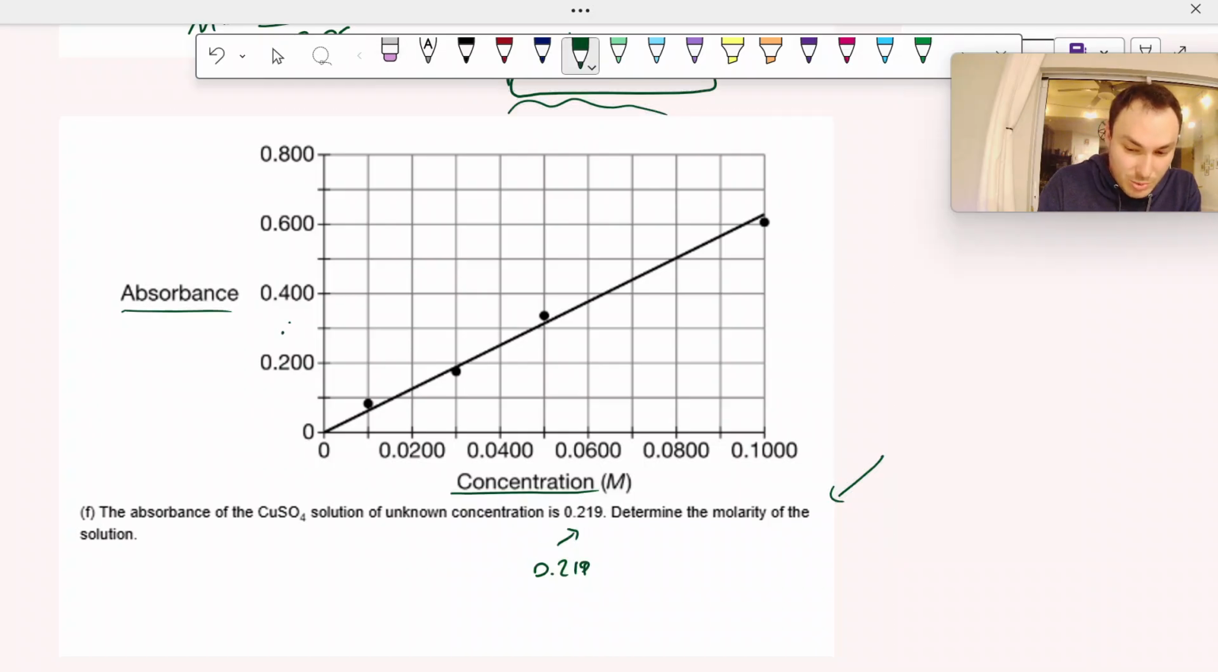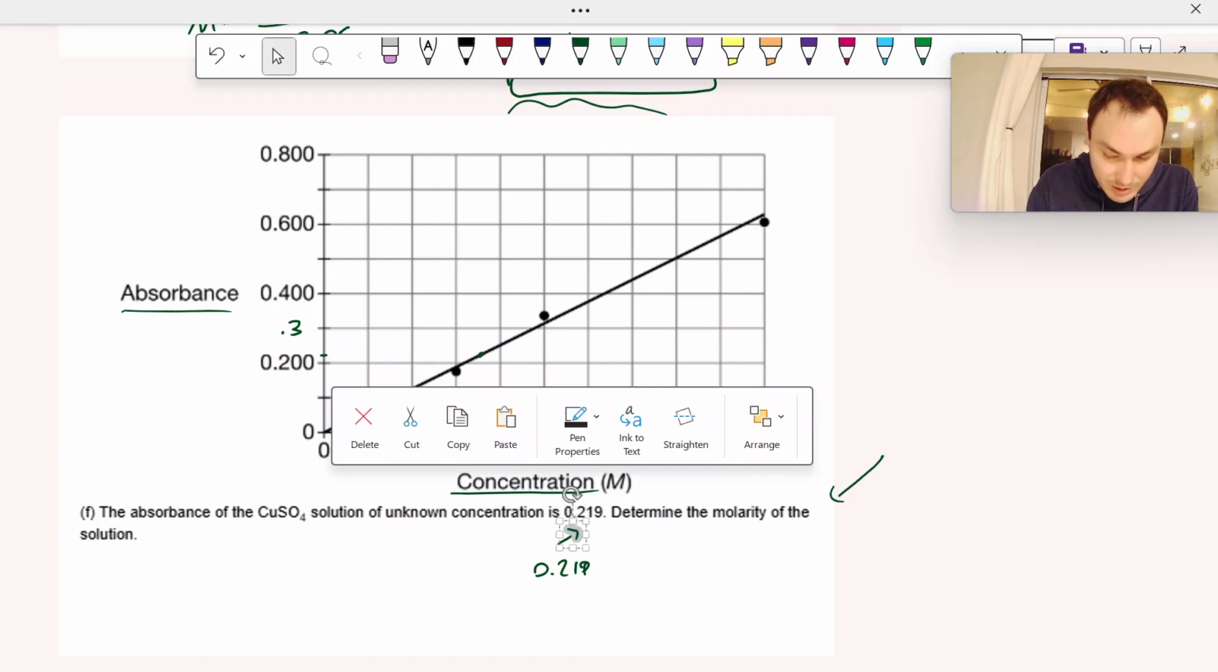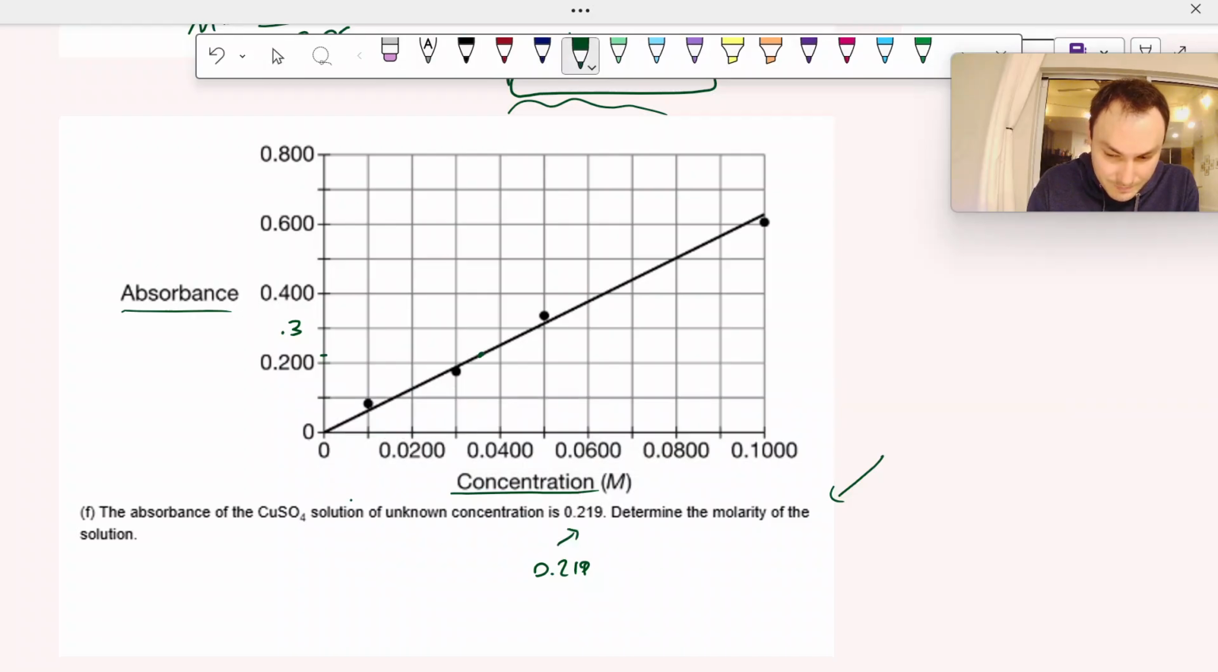So it looks like this is 0.3. So 0.219, that's really close to 0.2, so like a fifth of the way up to 0.3. I would go right there. Match that over. I would say right there. I'm going to be as accurate as I possibly can. And then maybe a little lower, maybe there, and go down.